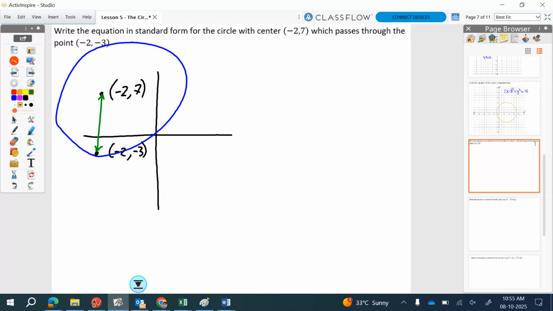What is this length here? That's the radius. Can we work out what the radius is going to be? We could just use the distance formula if we want to make it hard. It's 10. Notice how in this question the x values are the same, so we only need the difference in the y values. So the equation of the circle is going to be x plus 2 squared plus y minus 7 squared equals 100. Why is it plus 2? Because of the minus 2.